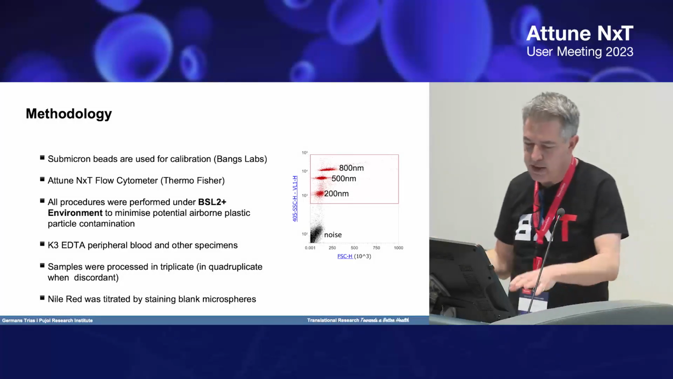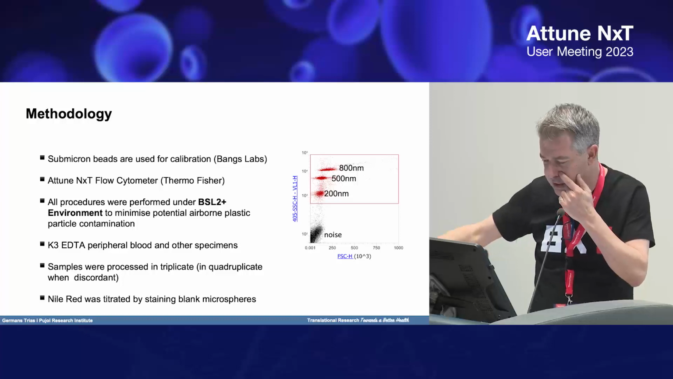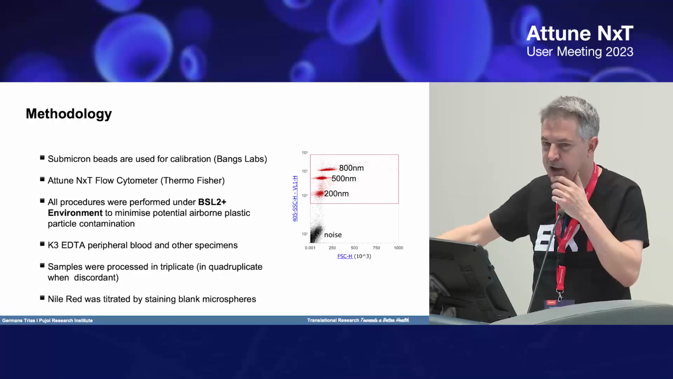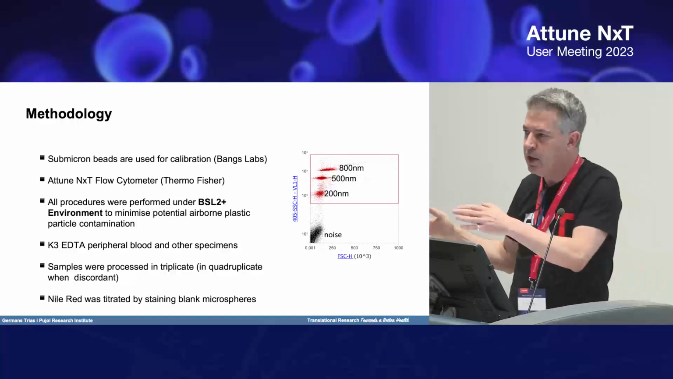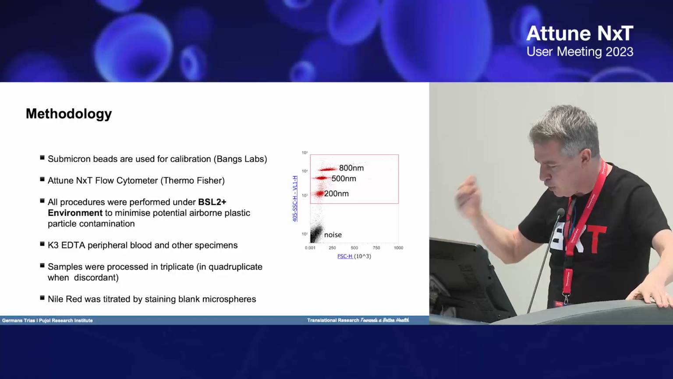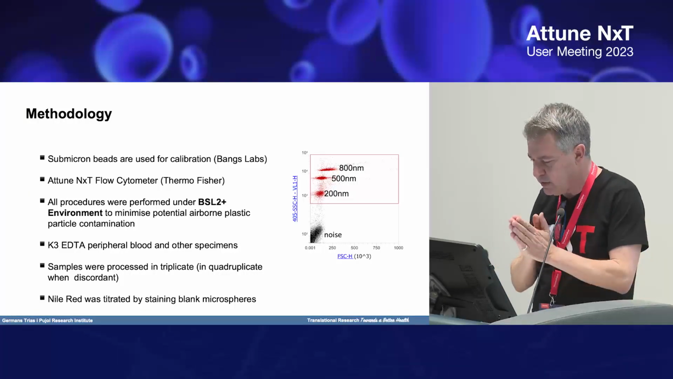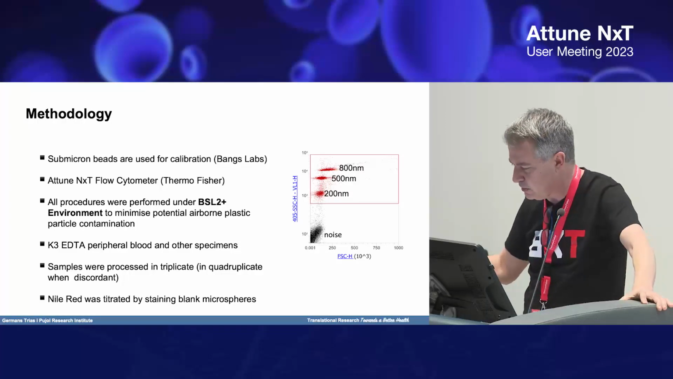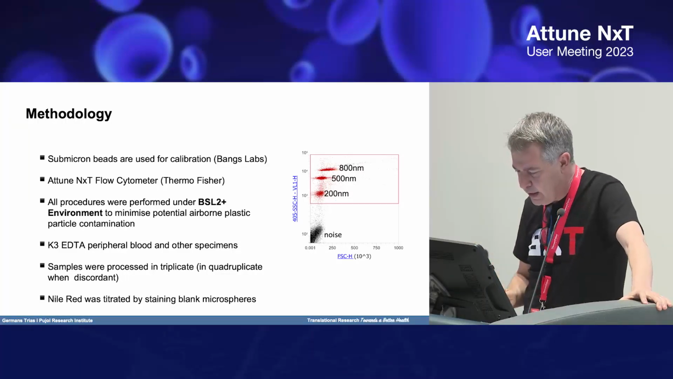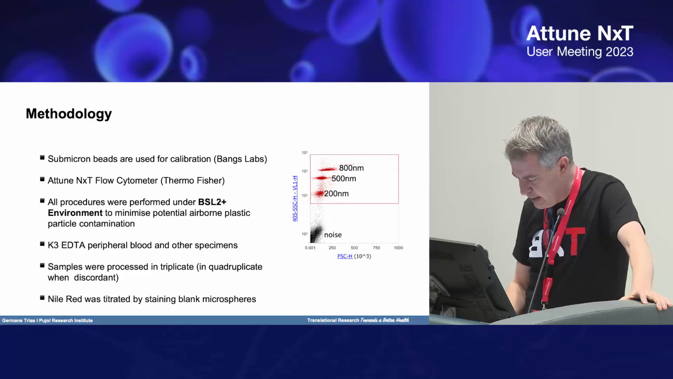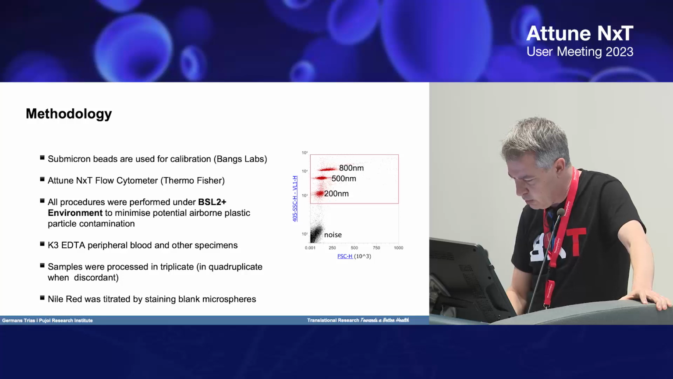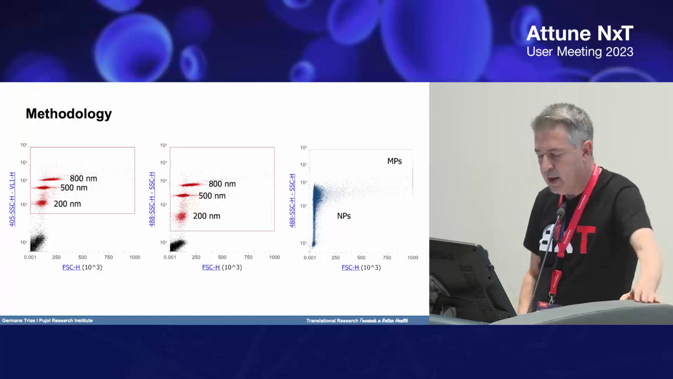And in addition, the Nile red is also titrated by staining blank microspheres, because we are moving to different lots, and we are performing many different experiments daily to analyze more and more specimens. So we always stain blank microspheres just to be sure that we are able to detect the same amount of plastics, varying from lot to lot, when we change the Nile red stock solution.